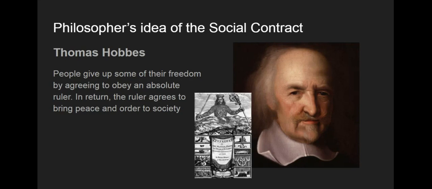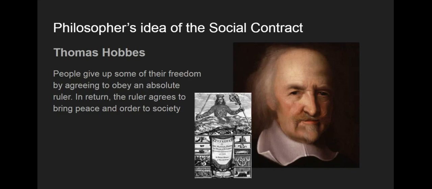Philosophers' ideas of the social contract. We're going to go over three different philosophers. If you worked on Unit 2, some of these should be familiar to you, as well as from your timeline activity in Unit 3. So the first philosopher we're looking at is Thomas Hobbes. Okay, the man right off to the right.